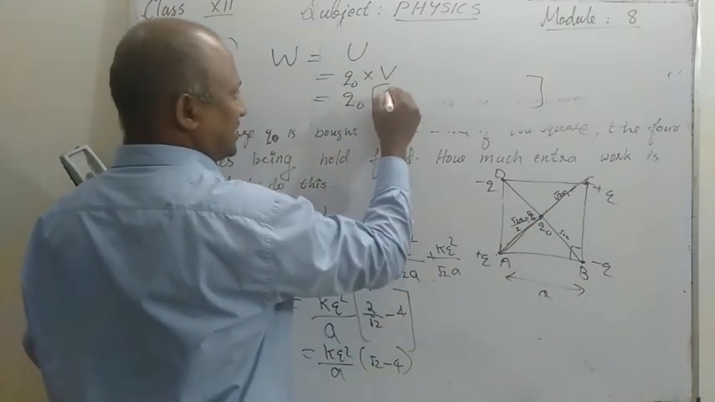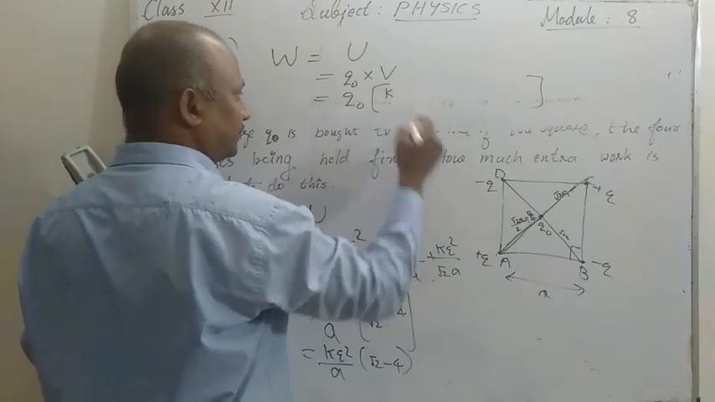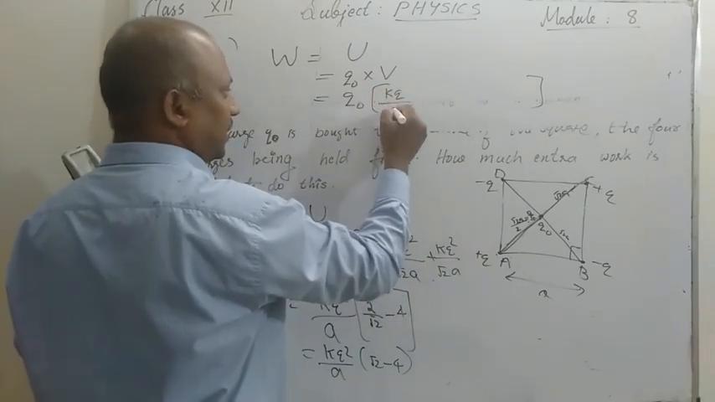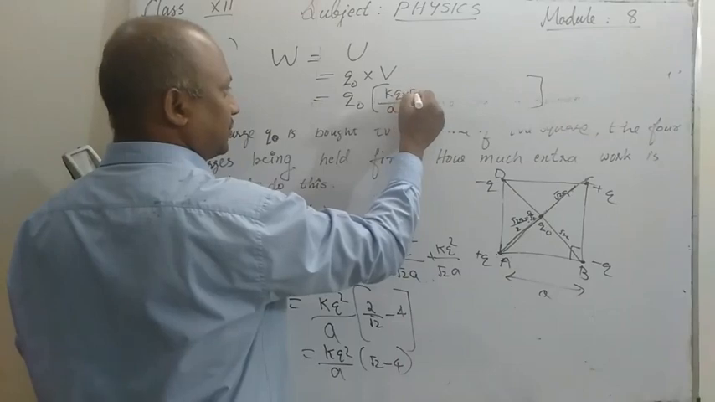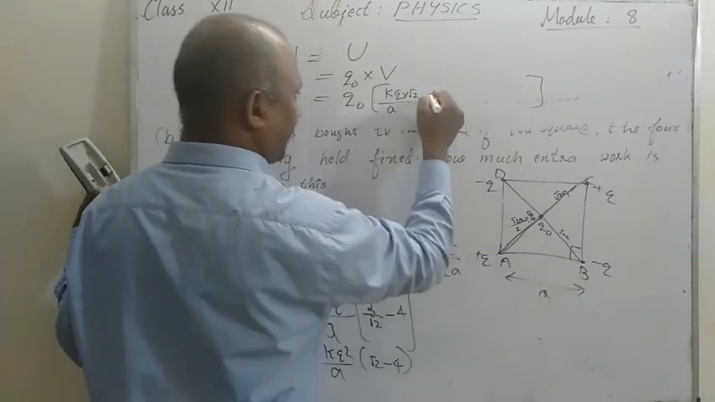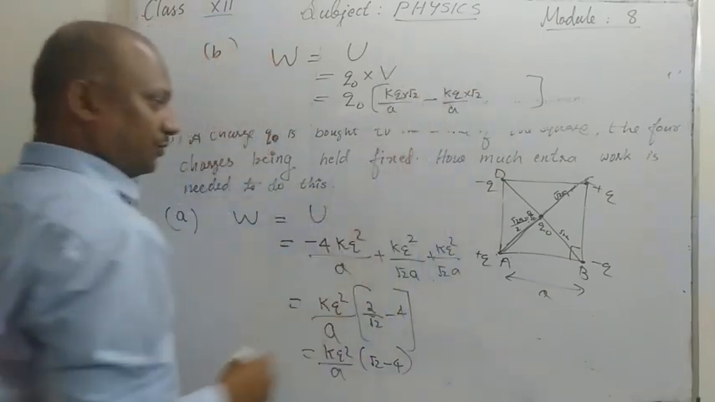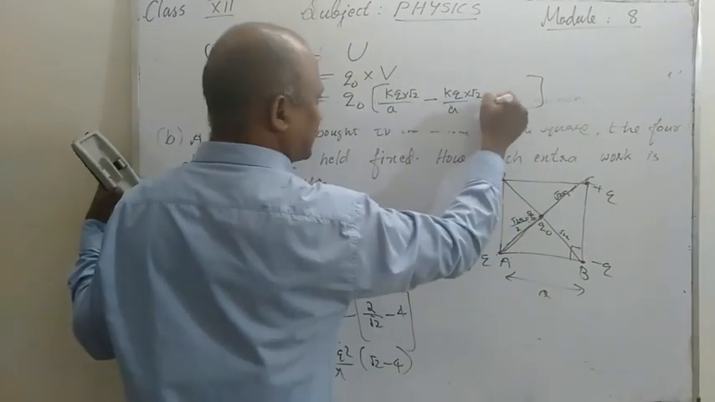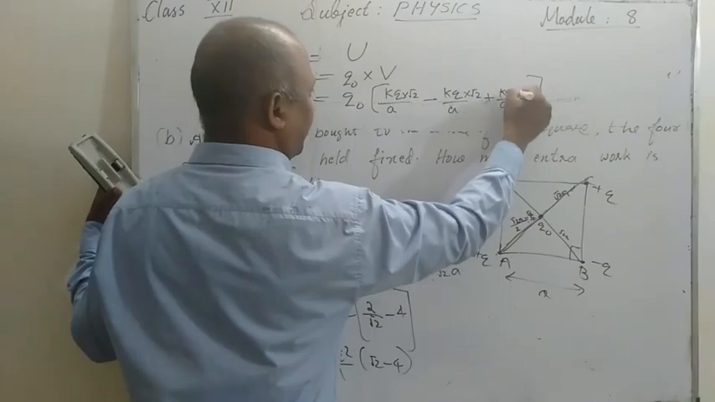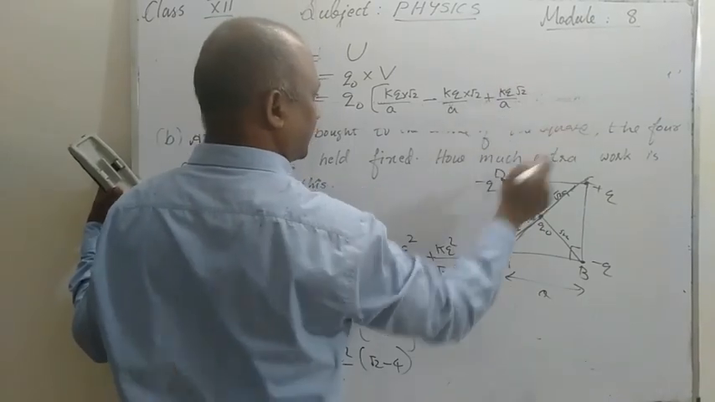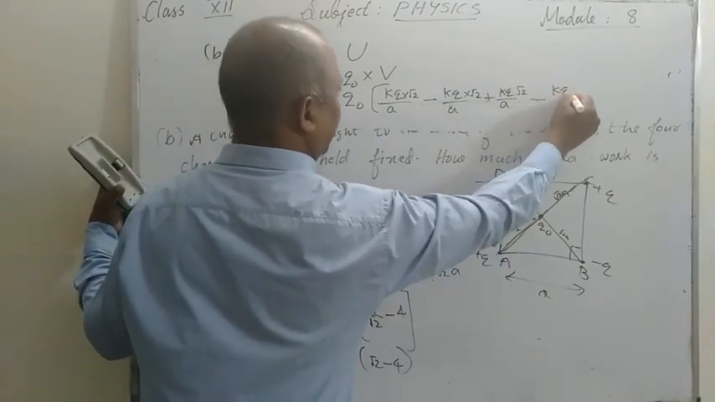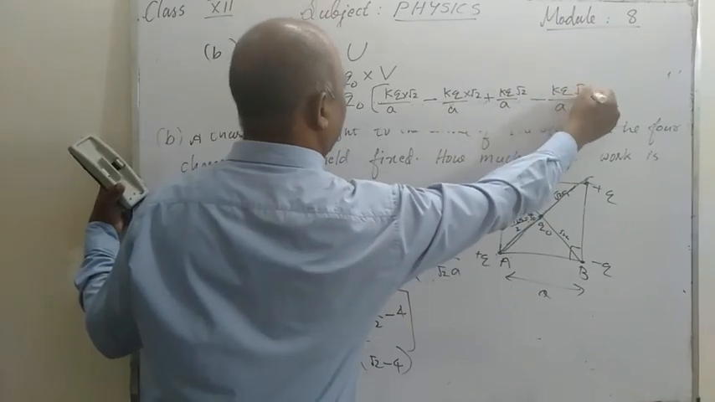So potential is K q upon a upon root 2. So this will be root 2. And due to this it will be minus K q, a upon root 2 will be in the denominator. This will be plus K q, a upon root 2. And this will be minus K q, a upon root 2.